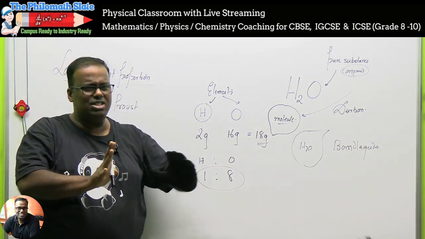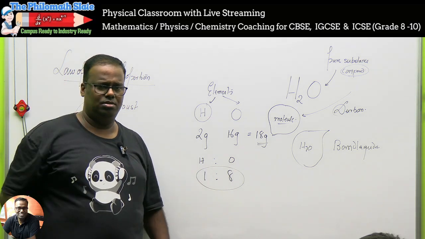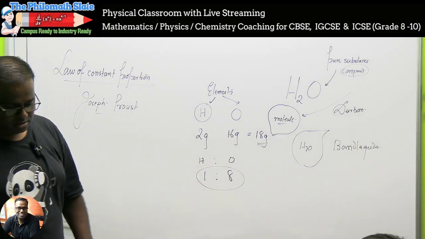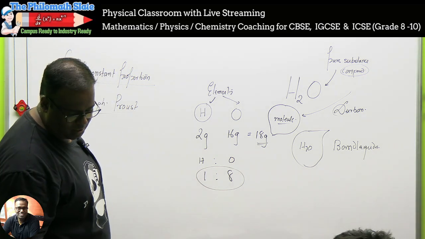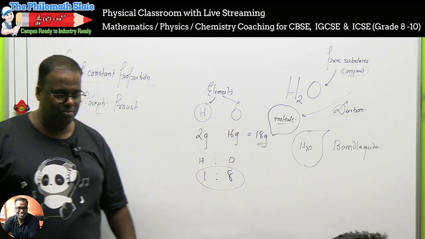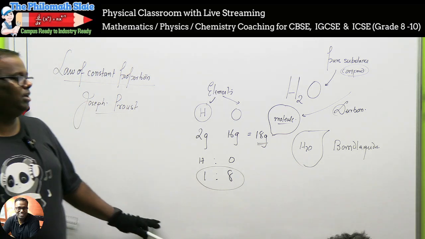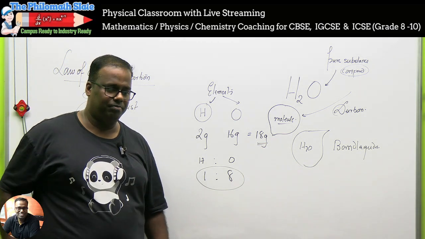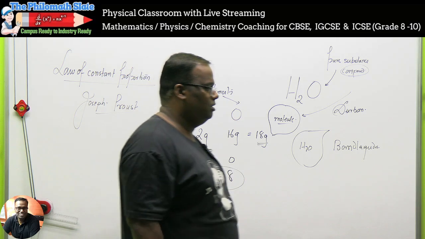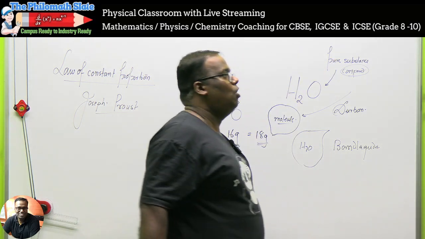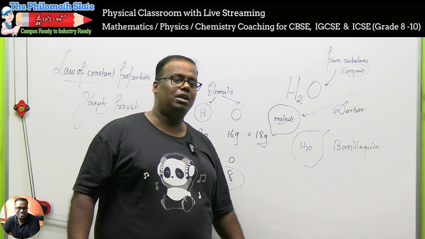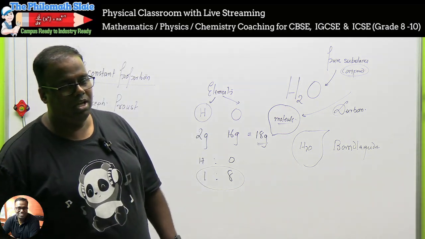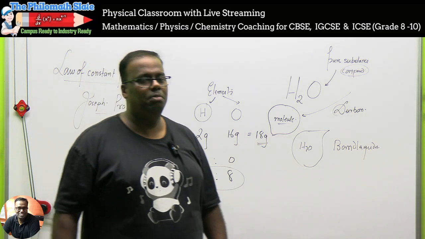But once this chapter is over, could you just repeat the law? It is like this: a chemical compound, किताब की भाषा लिख लो, always consists of the same elements combined together in a definite proportion by weight. A chemical compound always comprises the same elements chemically combined together in a fixed proportion by weight.